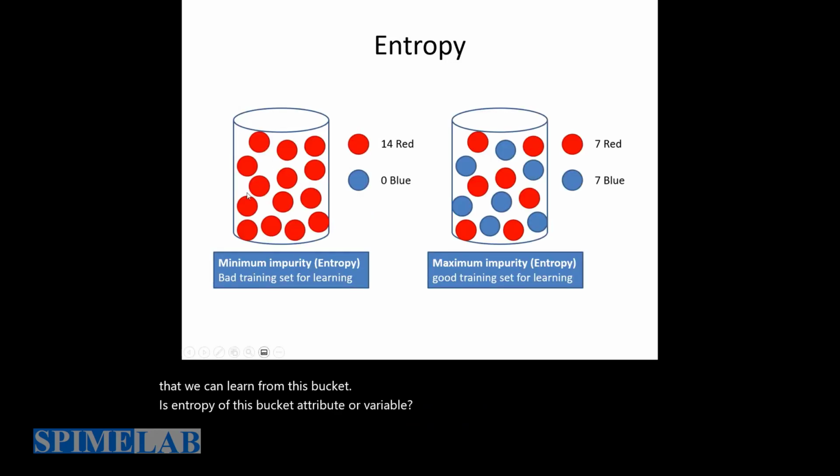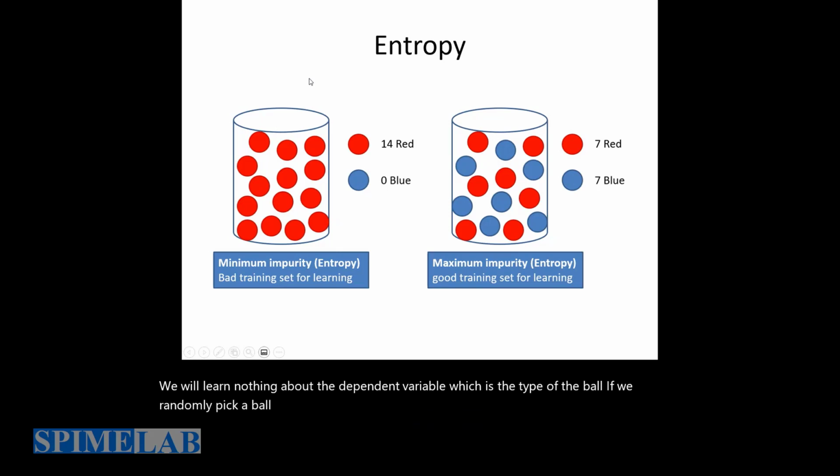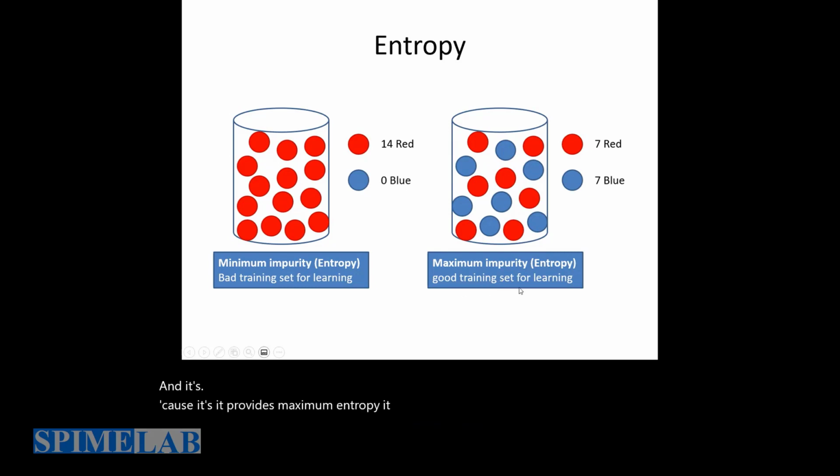On the left-hand side, the attribute or variable, or this bucket, has all red examples, so we learn nothing. If we use this attribute, we will learn nothing about the dependent variable, which is the type of the ball. If we randomly pick a ball out of this bucket, we are 100% sure it's going to be red. On the right-hand side, it is a maximally impure data set, 7 red, 7 blue. And because it provides maximum entropy, it is a good training set for learning.